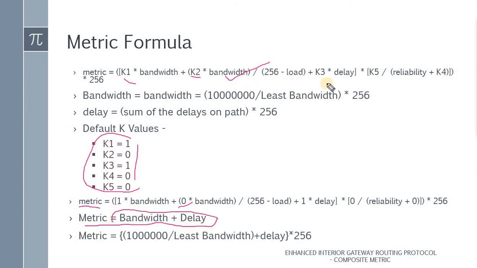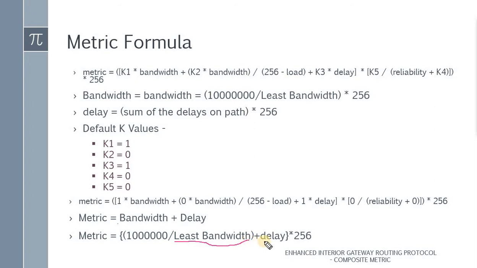Everything will be 0, and it will remain as bandwidth plus delay. Bandwidth is again 10 to the power 7 divided by least bandwidth into 256, and delay on the path is equal to the sum of the delays on the path and 256. So finally this formula is going to be reduced to 10 to the power 7 divided by least bandwidth plus delay, and you will have to multiply the whole value by 256 only.